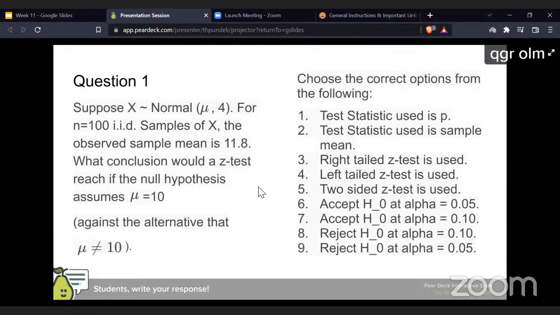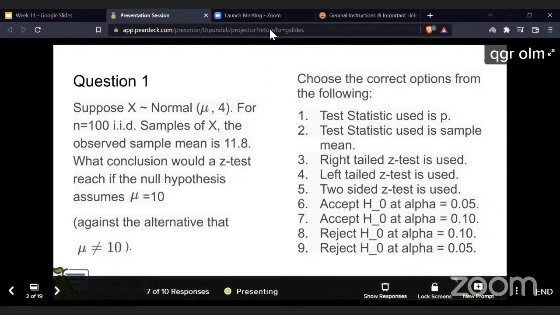Now what test statistic are we going to use? The first option says the statistic used is p, and the second option says the statistic used is sample mean. So you have two options here. Sample mean, right? You have the sample mean already given to you, so you can use the statistic sample mean. You cannot use the proportion because you have no idea what the observed value is and all that.